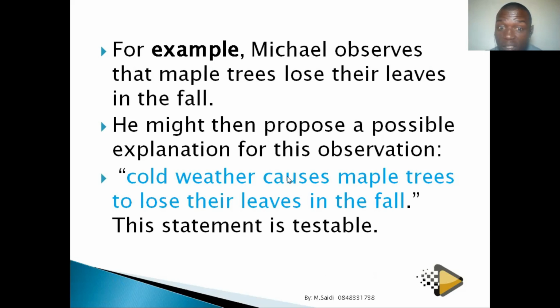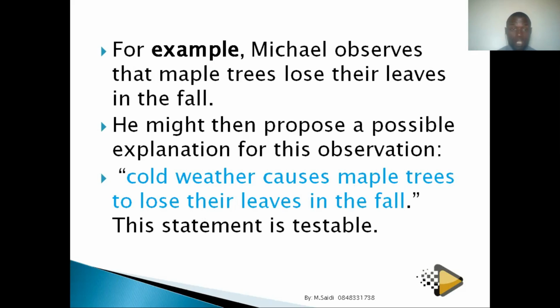Can you prove this? Can you test this? That cold weather causes the maple trees to lose their leaves in the fall. If you can test it, yes, then it becomes a hypothesis. This statement could be false. It could be something else which causes these leaves to fall. It may not be the cold weather. So that's why you say it could be true or it could be false. It could be something totally different, not even the weather. Maybe there is no water. It could be a disease. It could be something different.